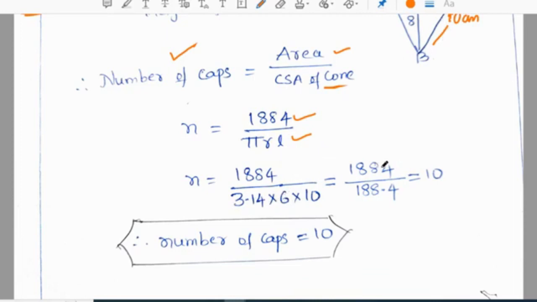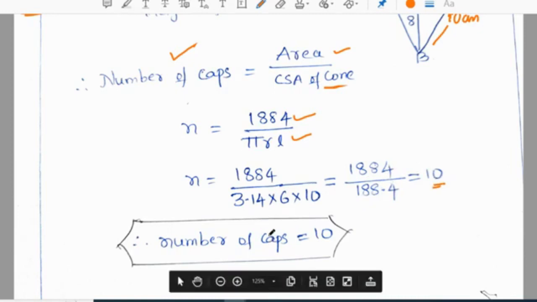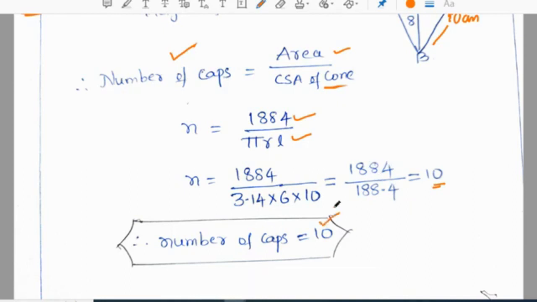So after calculation, 1884 by 188.4, which is nothing but 10. So the number of caps that can be made using the paper sheet of 1884 is 10.